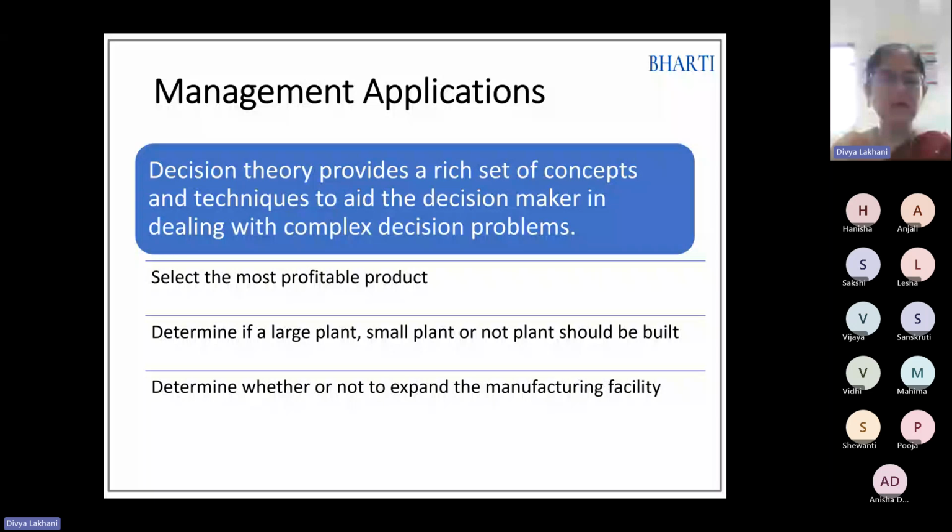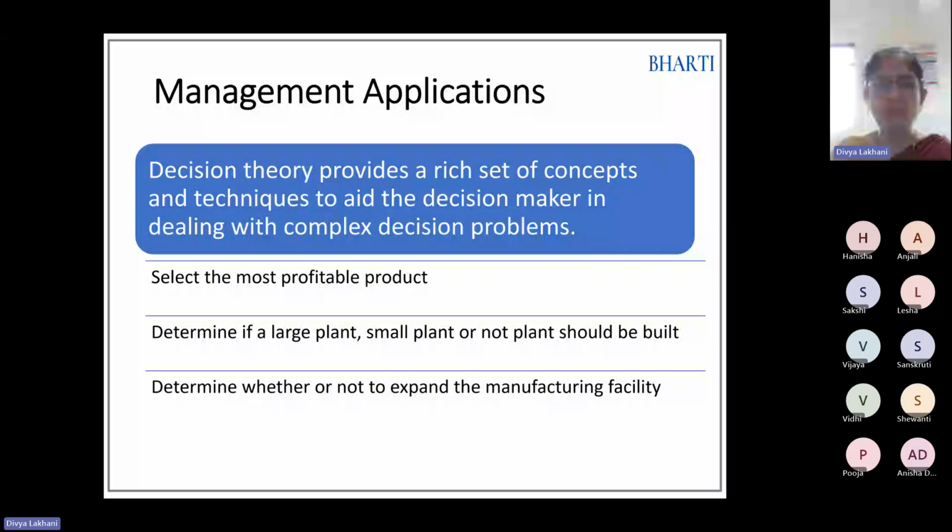So let's read it. It says it provides a rich set of concepts and techniques to aid the decision maker in dealing with complex decision problems. That means you will be in the role of the decision maker. So what type of decision do you need to take? You have to select the most probable profitable mix. If you are planning to produce something, you will have to decide which product is to be produced. And sometimes you may also have to decide to expand or not continue, make or buy. Such decisions are to be taken when you're talking about decision theory.